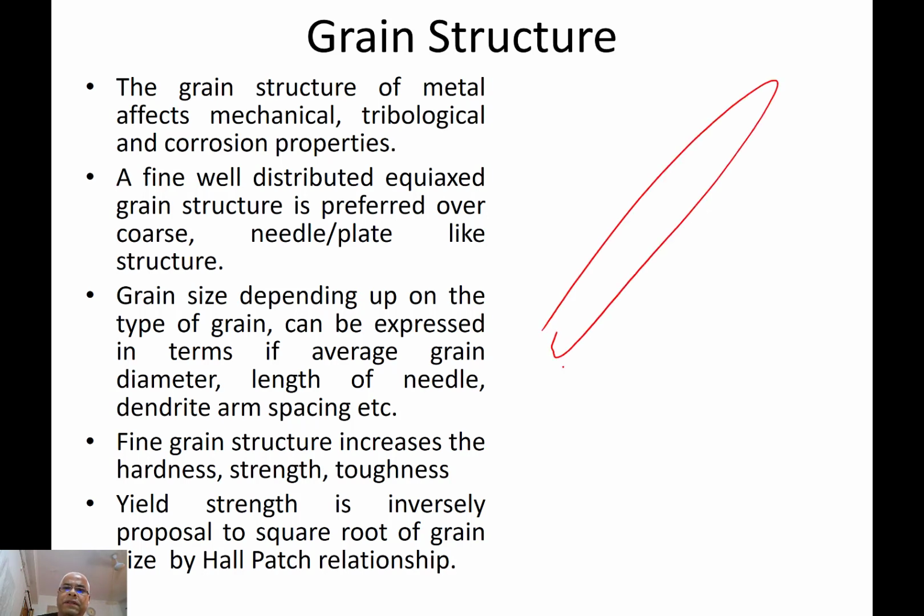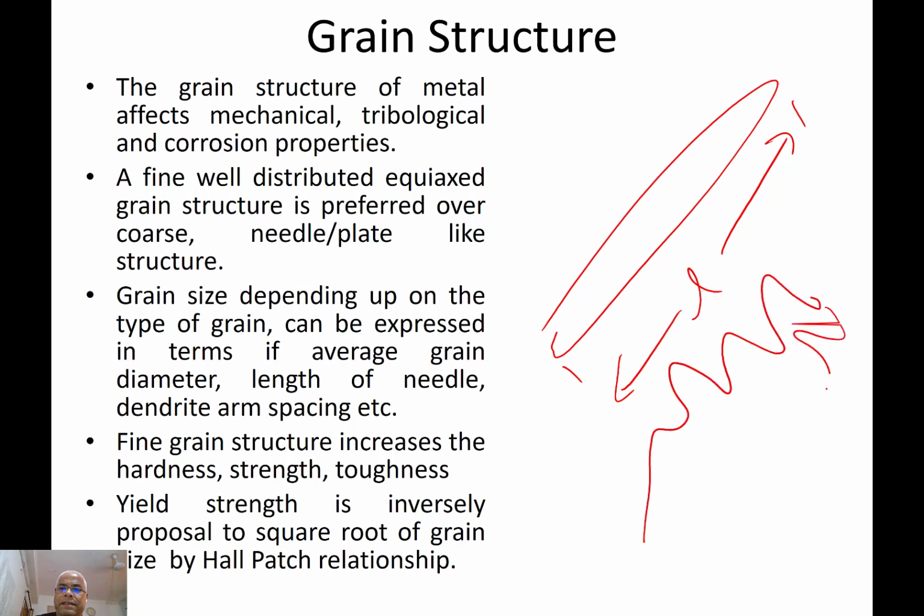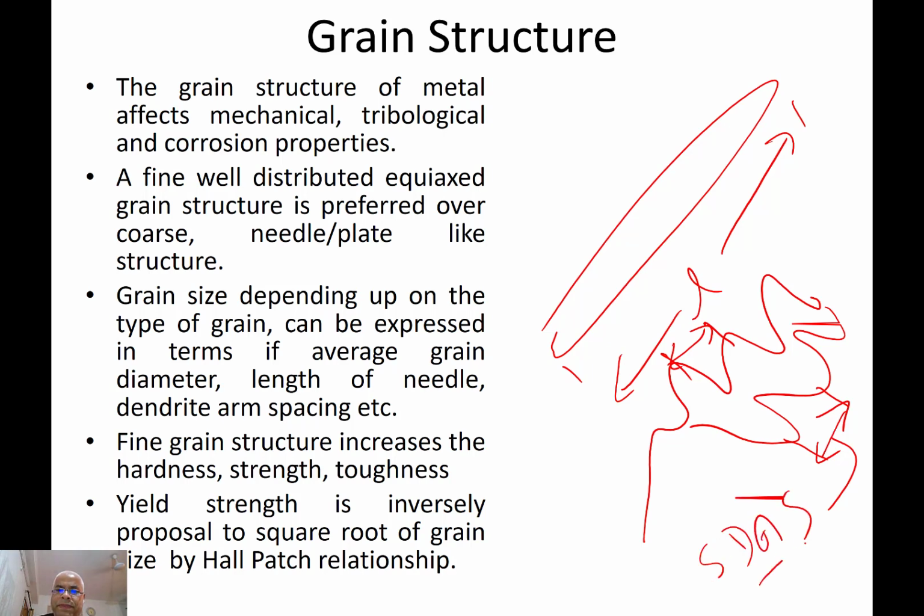Similarly, if we have a needle shape structure, then generally the length is the parameter of the needle which is used to quantify its size. And in case of the dendritic grains like this, these are the secondary dendritic arms, and the spacing between them is used to quantify the SDAS, or secondary dendrite arm spacing, to quantify the grain size. So the grain size of the dendritic structures is quantified in terms of the secondary dendrite arm spacing.